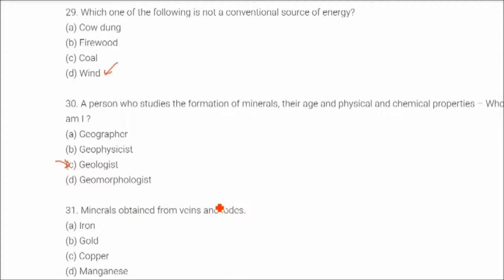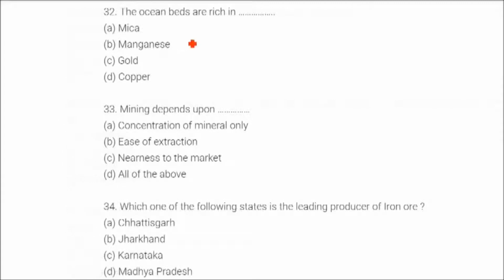Minerals obtained from veins and lodes. Here, the answer is copper. The ocean beds are rich in manganese.